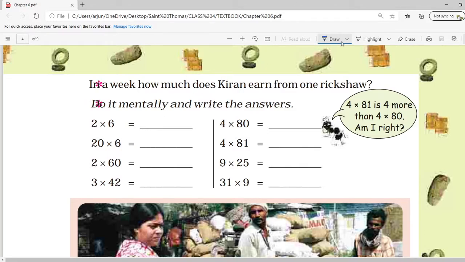So let's try. Here, starting with a simple question. So 2 into 6, we all know how to multiply 2 into 6. We know the table, so we can give the answer. 2 sixes are 12, right? But there is another way. Some students know the multiplication of 2 into 5 mentally, but they don't know the multiplication of 2 into 6 because they have not learned the tables properly. So here is one way.